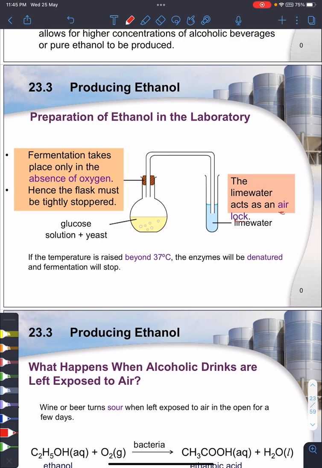In order for the gas to go in, imagine with me. Your gas wants to go in. It means you need to go in first and dissolve. Once you dissolve, apparently you can go through here again. So it just doesn't make sense. Ridiculous. But that's how your lime water can help to be an airlock to prevent oxygen from getting in.